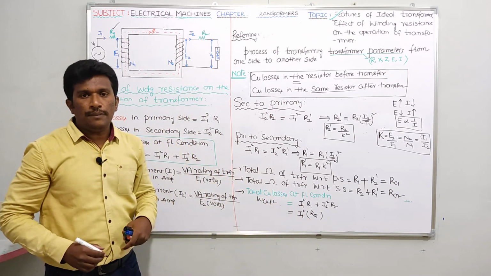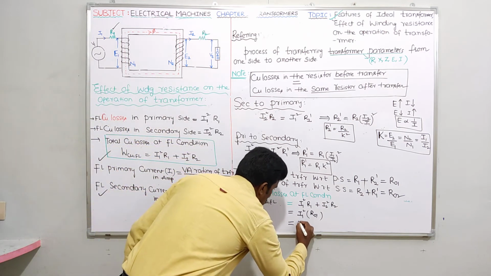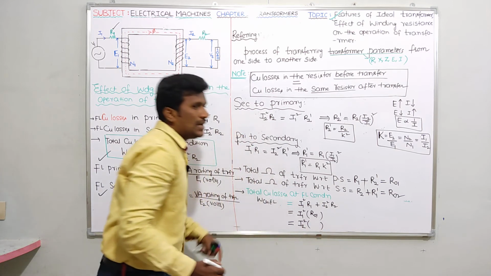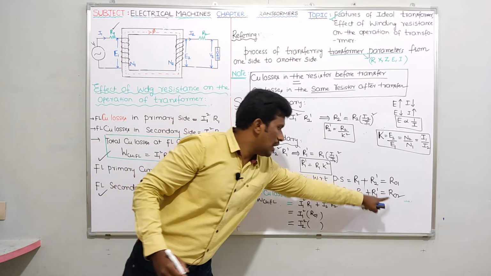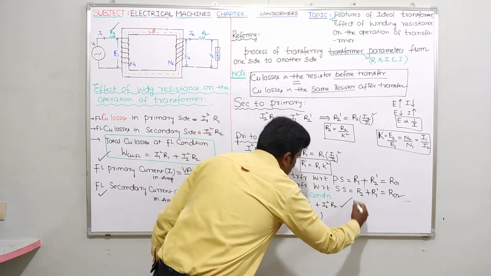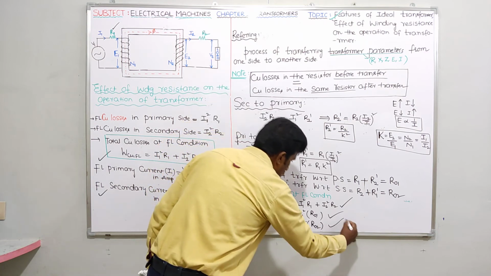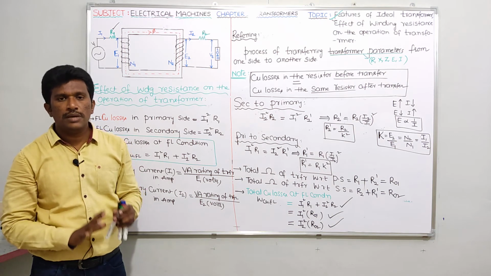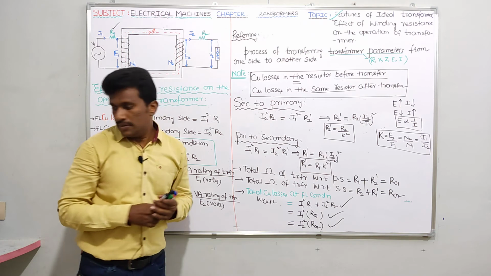If I ask total copper loss with respect to secondary, what is the current flowing in the secondary side? I2. Since I am finding copper loss, I should write I2 square. Tell me total resistance of the transformer with respect to secondary side. With respect to secondary side means you should write R02. So all these three values, I1 square R1 plus I2 square R2, I1 square R01, or I2 square R02, everything will be same only. Okay, please try to understand that. Please note that.